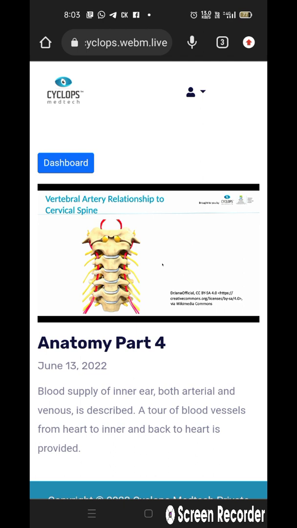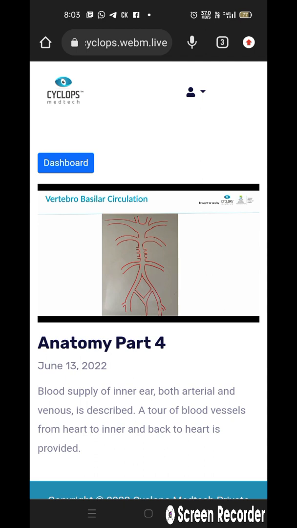So we saw how it started from the heart, subclavian. The vertebral artery was a branch of the subclavian. It passed all the way through the foramina and then enters the foramen magnum to go into the intracranial cavity. After it goes into the intracranial cavity, then what will happen?